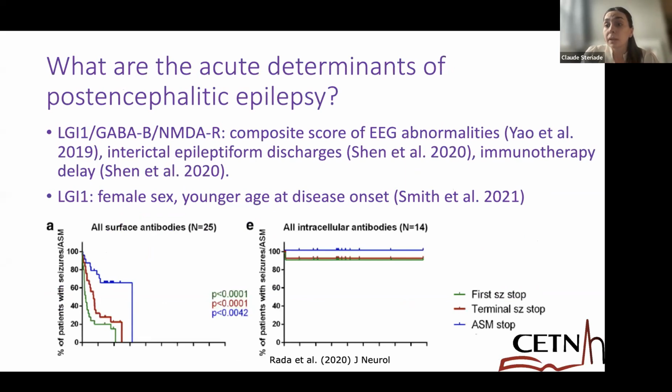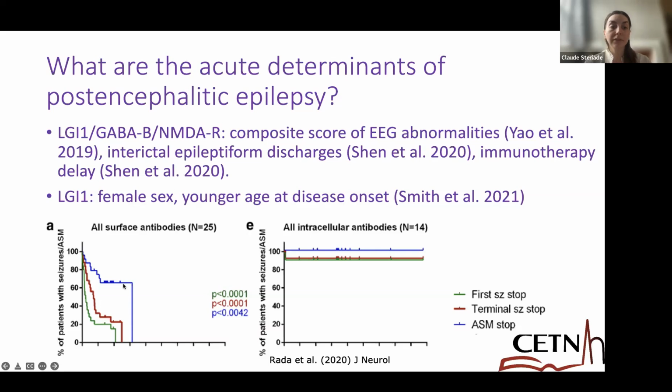And how can we predict who's going to end up in our clinics? Well, some groups have tried to look at some predictors like EEG abnormalities. So if you have interictal epileptiform discharges acutely, or LPDs, that can be predictive of developing epilepsy down the line. If you end up getting immunotherapy in a delayed manner, so more than 6 months from the onset of illness, that can lead to worse outcomes and more seizures. And with LGI1 specifically, female sex and younger age at disease onset was associated with worse outcomes. And lastly, the antibody itself at the time of diagnosis can determine the outcome.